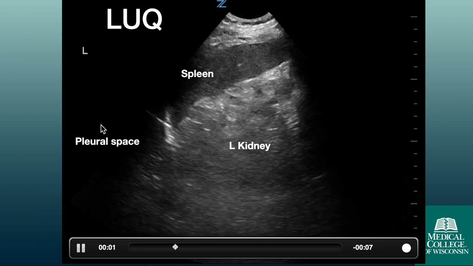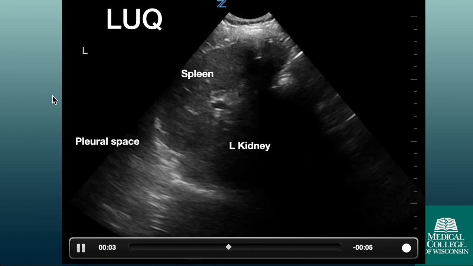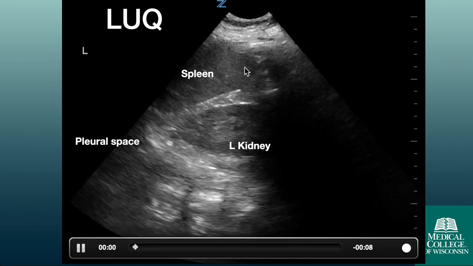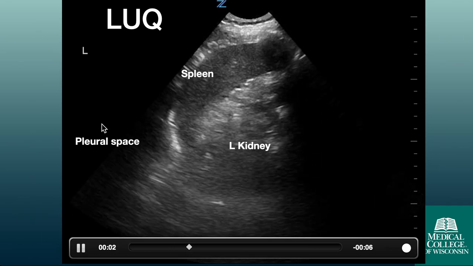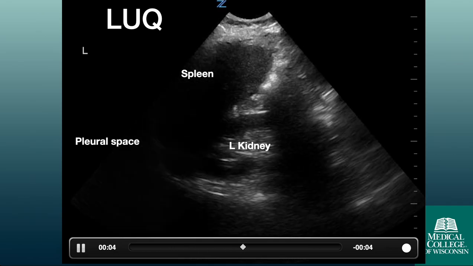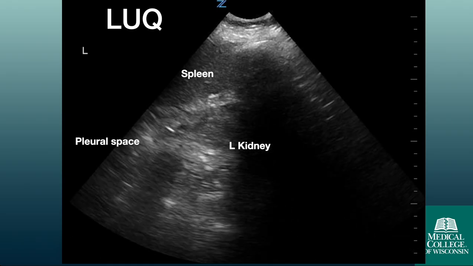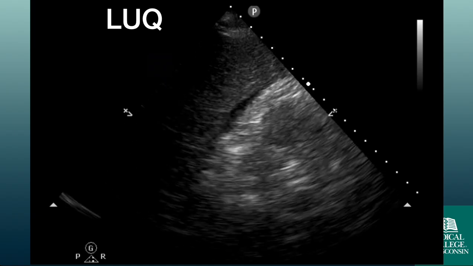I should point out here that the head is off to the left, and the feet are off to the right. By using our standard probe orientation, with the probe pointed towards the head, we get this similar orientation every time. Generally, we're scanning with the probe marker towards the head or towards the patient's right in most standard imaging.